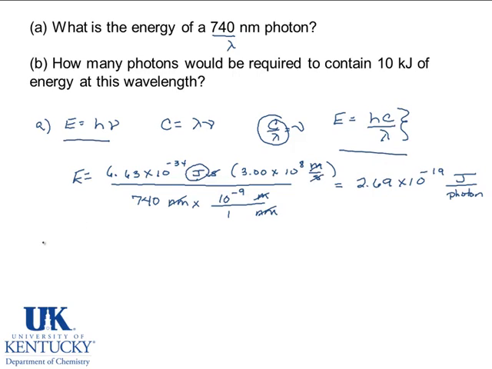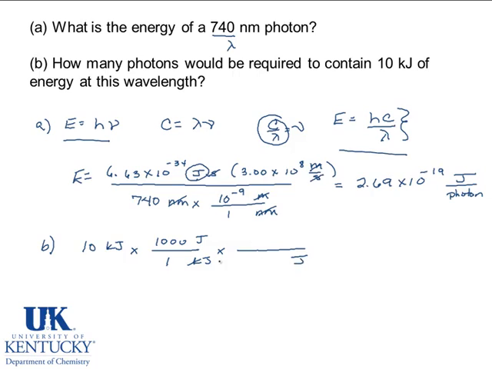So in part B, what we have is trying to figure out if I have 10 kilojoules of energy from this wavelength, how many photons would that require? So the total energy that I have is 10 kilojoules. Now I'm going to go ahead and convert the kilojoules to joules so that I can use the converter that I just obtained in part A. So it takes 1,000 joules to equal a kilojoule. And then we're trying to figure out how many photons this would require.